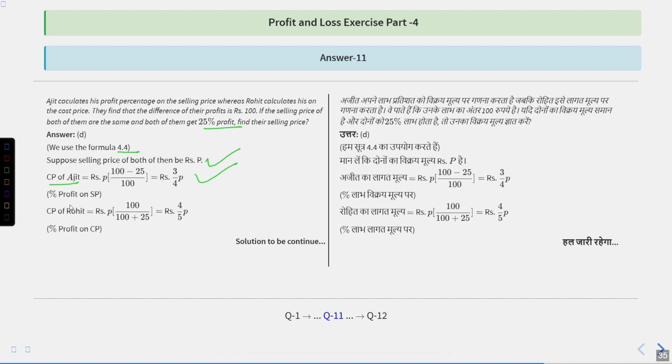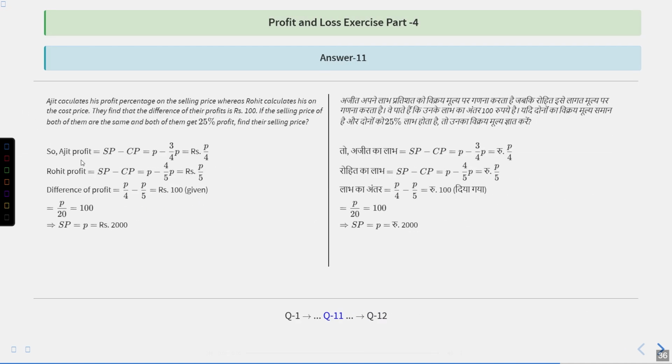Clear? Same way, Rohit's CP will be, it becomes 125%. So P multiplied by 100 upon 125, which is 4P upon 5. So what is the profit percent on CP? Solution continued. So Ajit's profit will be SP minus CP. So P is the SP and 3 by 4th of P is CP. So when we calculated, we got P by 4.